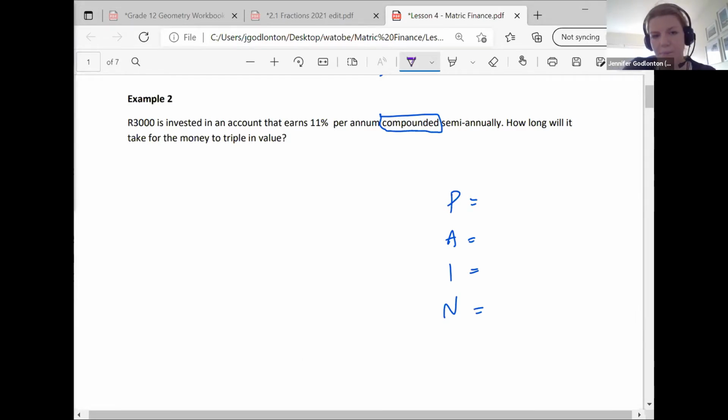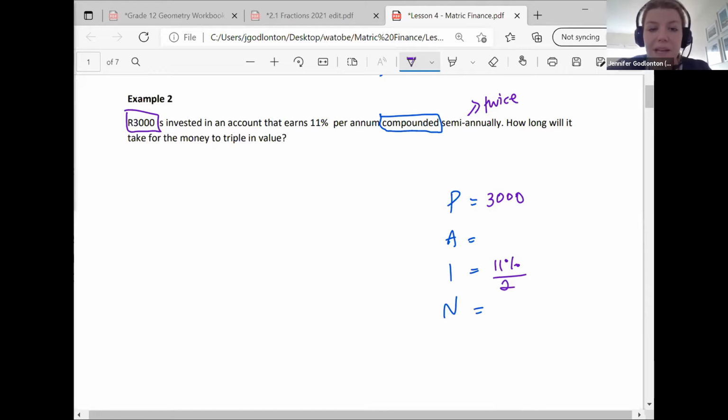Okay, I'm going to start putting in some information on the side. 3,000 Rand is invested, which means that's the amount of money I'm putting in. So my P is 3,000 Rand. An account that earns 11% per annum compounded semi-annually. So semi-annually means twice a year. So I'm going to have 11% over 2.